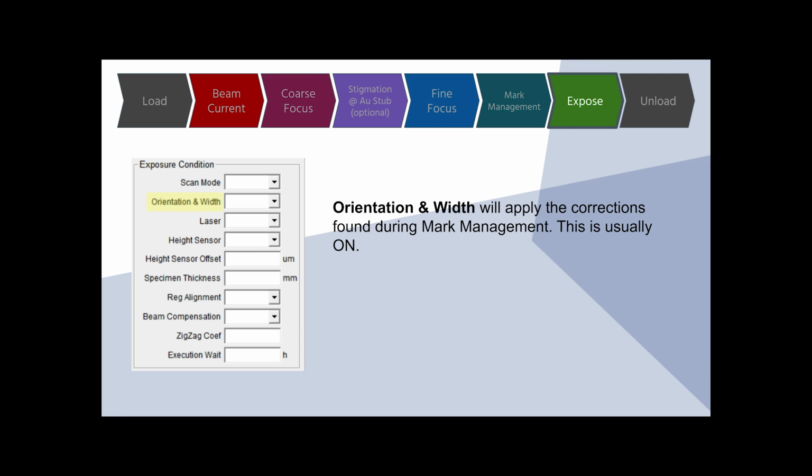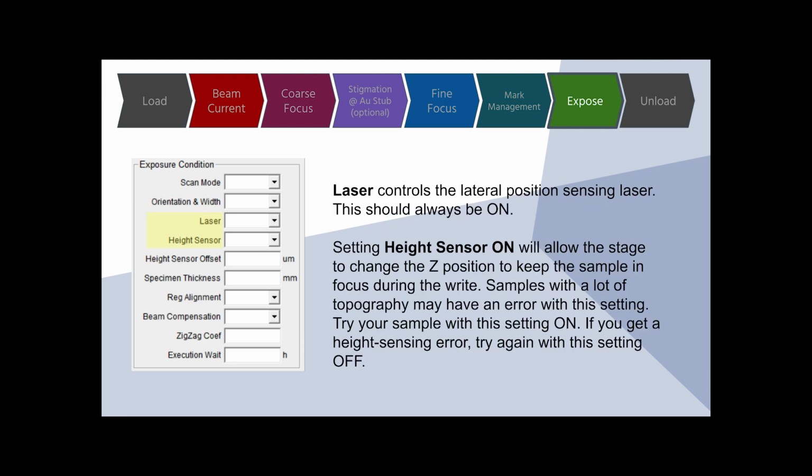Orientation and width will apply the corrections found during mark management. This should be on. Laser controls the stage position sensing laser. This should also always be on. Setting height sensor on will allow the stage to change the Z position to keep the sample in focus during the write.